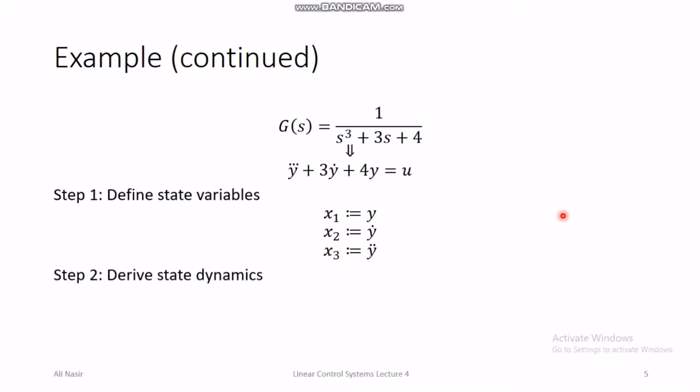So derivative, then we derive the state space dynamics. So dynamics will be easy because of the way we have defined our state variables. That will help us in deriving the dynamics.